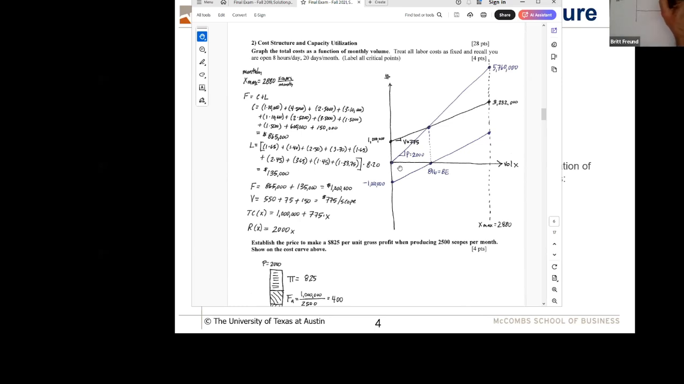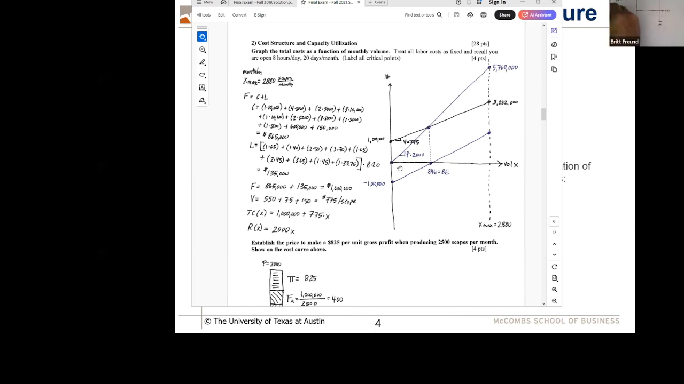Okay, so once we have that, that now becomes an upper bound on the volume we have to consider, and that's X max, and that's 2,880. So I'm assuming everybody's cool with that. And now we have the basic outline of a graph.